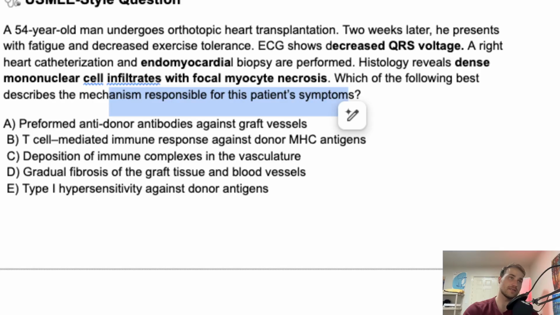So this guy's got a new heart, and that's been 2 weeks, and he's feeling tired, and they do a biopsy of his heart, and they see that he's got damage, and we got immune cells attacking that heart. So the body's immune system is attacking the heart, and that is called acute rejection. So what is acute rejection?